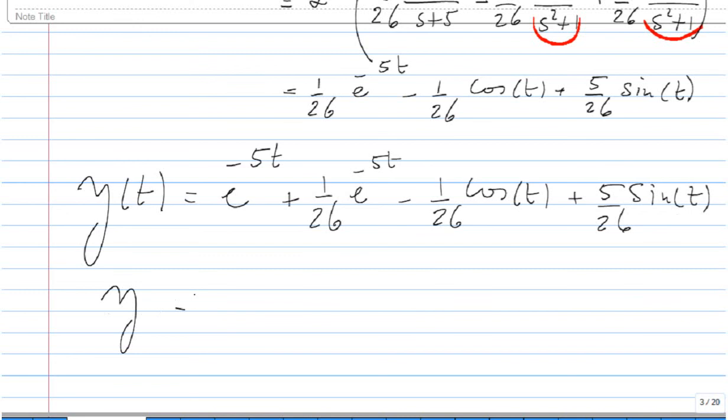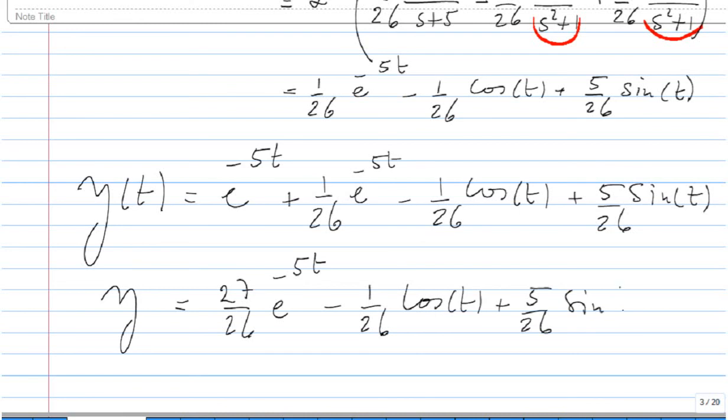Or if I put together the e to the minus 5t terms, I will find 27 over 26 e to the minus 5t minus 1 over 26 cosine of t plus 5 over 26 sine of t.